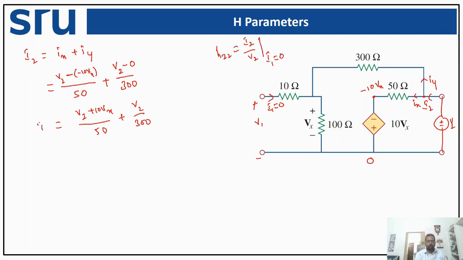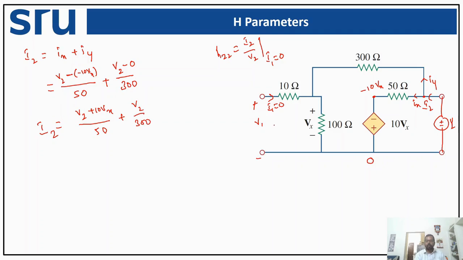So if you observe, we have I2 in terms of V2 and Vx, but what we require is only the relationship between I2 and V2. So we need to eliminate this particular Vx. How do we eliminate? We need to bring some relationship between Vx and V2, so that we are going to have only V2 terms on the right side.